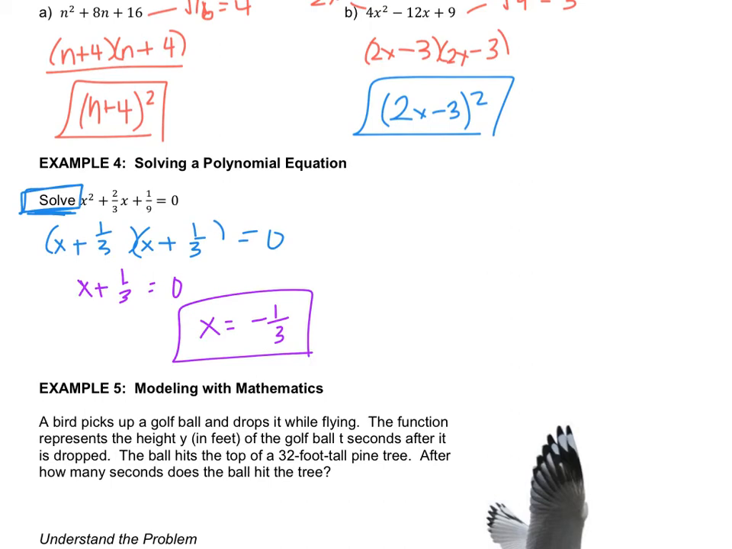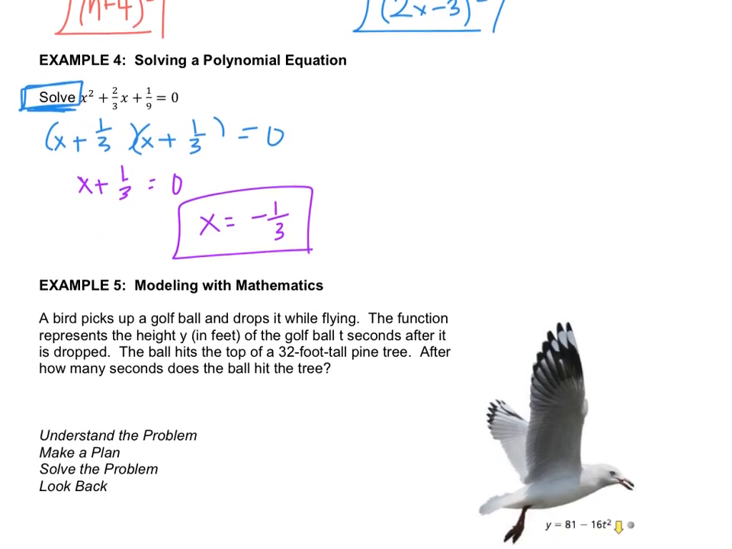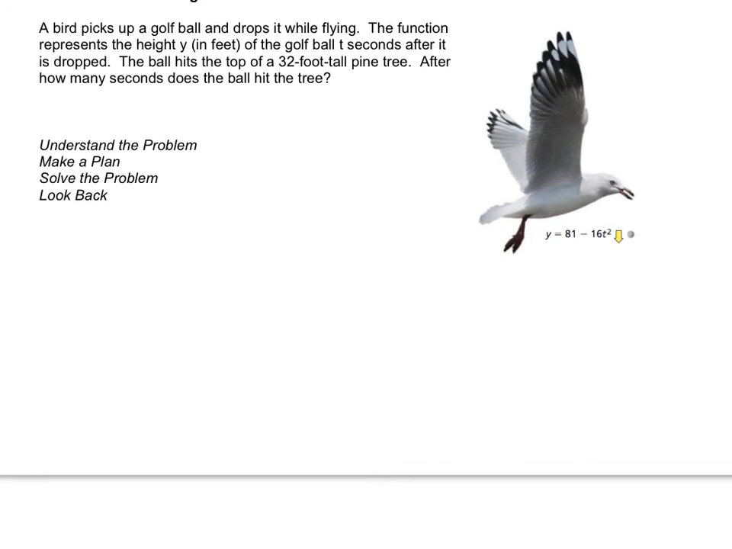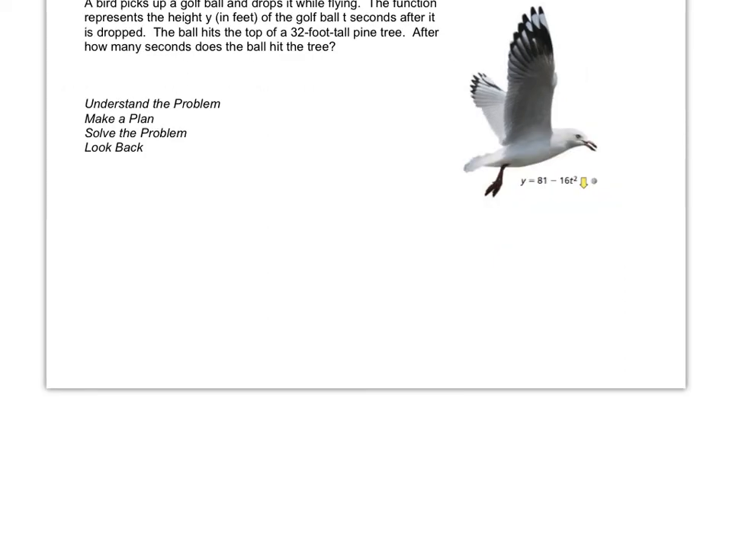All right, last one together. A bird picks up a golf ball and drops it while flying. The function represents the height of the golf ball t seconds after it is dropped. The ball hits the top of a 32-foot tall pine tree. After how many seconds does the ball hit the tree? So I'm going to add to this picture because it doesn't have the picture of the pine tree. So here's my tree. Okay. All right. And the tree is 32 feet tall.